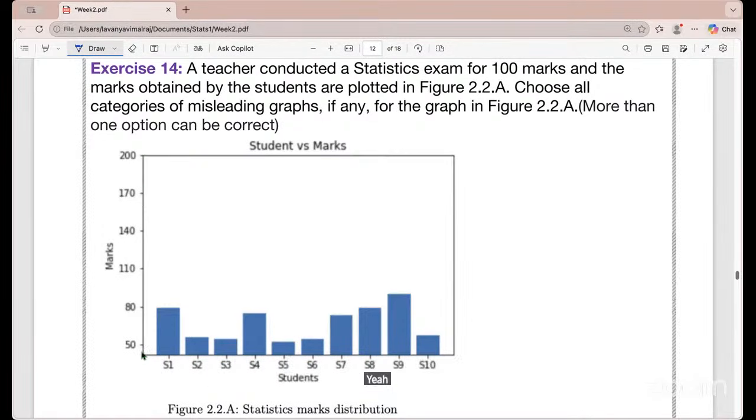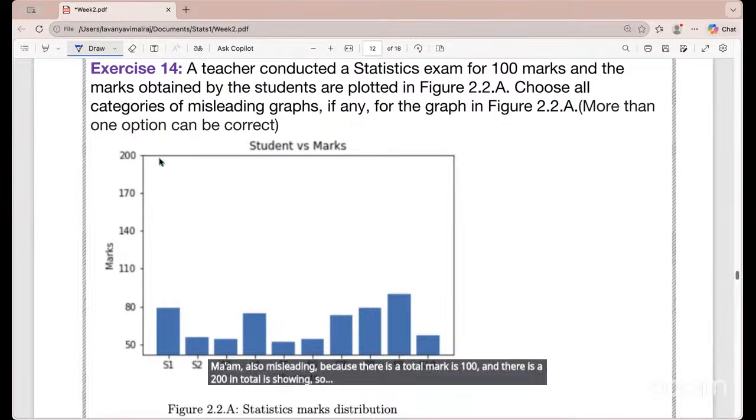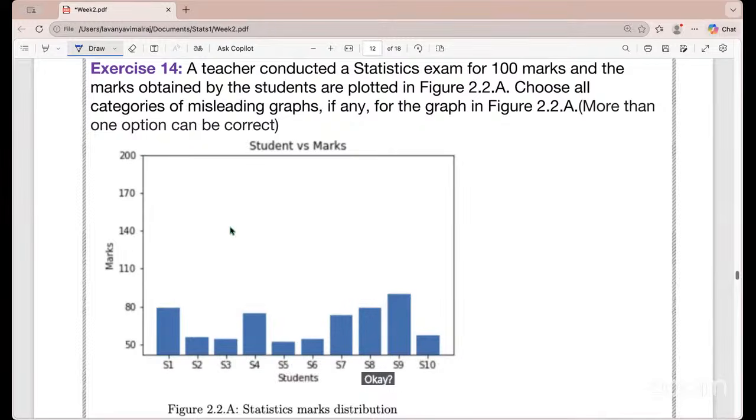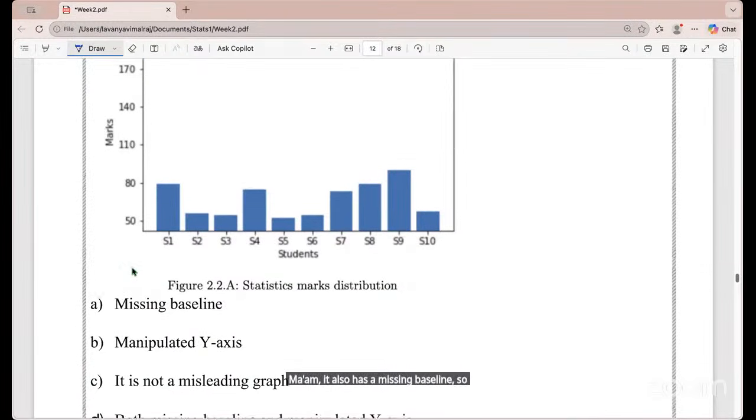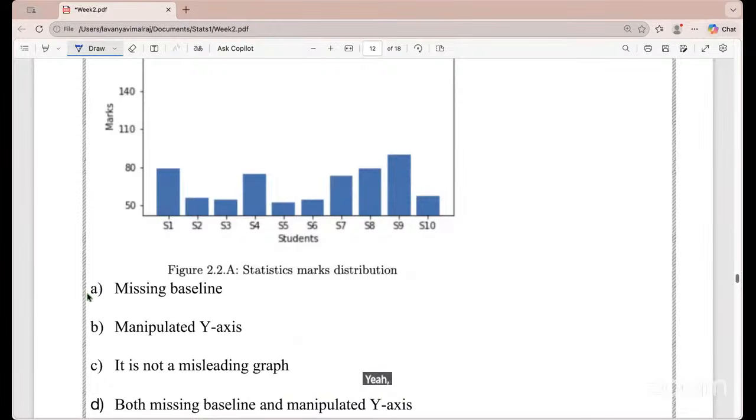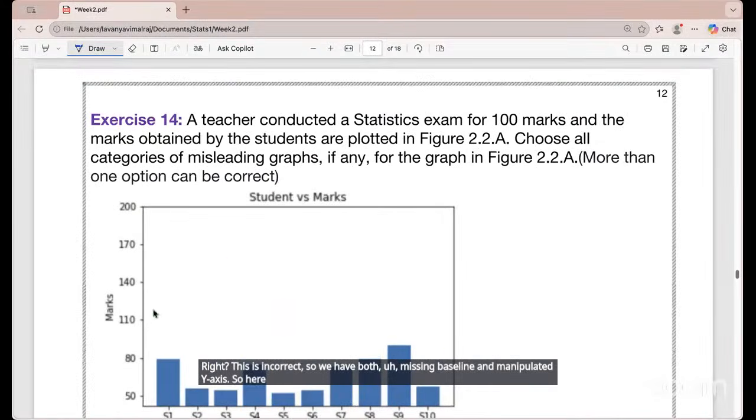So here they are putting up to 200, which makes this value look very less. Ma'am, it also has a missing baseline. It is truncated and misleading, both this and this. This is incorrect. So we have both missing baseline and manipulated y-axis. Why manipulated y-axis?